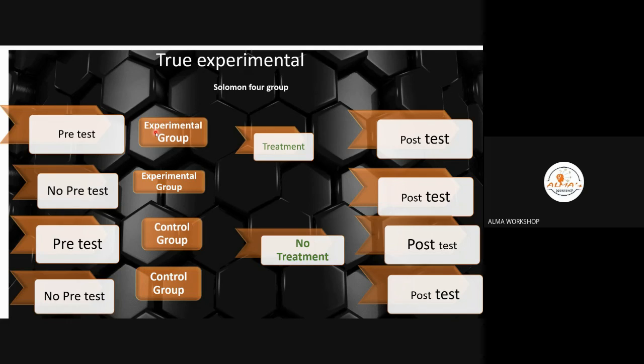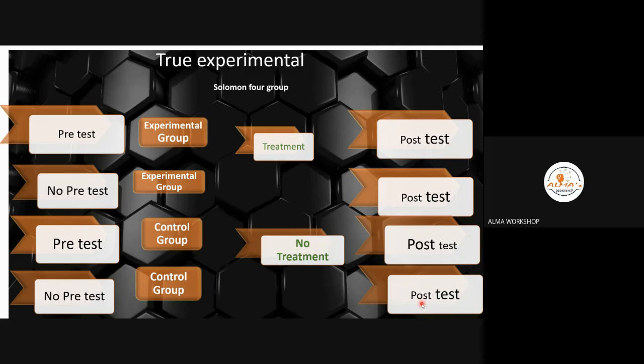You have 4 groups: experimental group 1, experimental group 2, control group 1, control group 2. For experimental group, one group you give pre-test, for other group you don't give pre-test. In the control group also, for one group you give pre-test, for other group you don't give pre-test. And for the experimental groups, you try to give treatment. For control groups, you don't give treatment. So for all the groups, you have to give post-test. Okay, that is the condition.